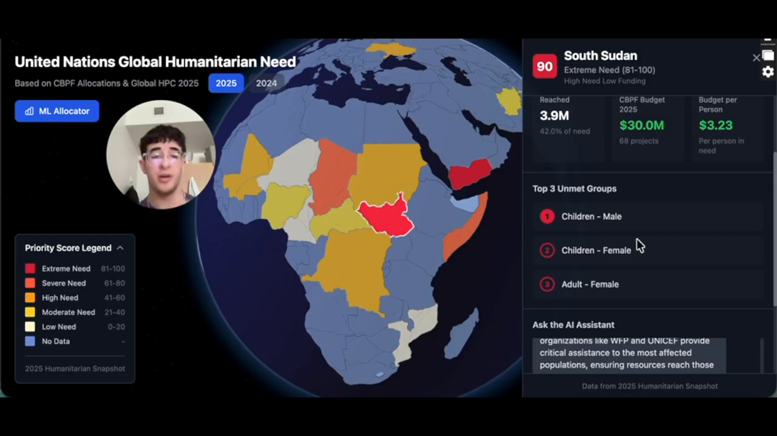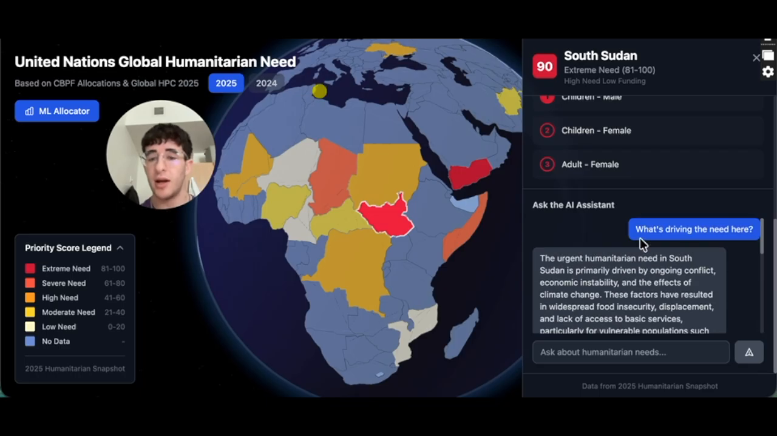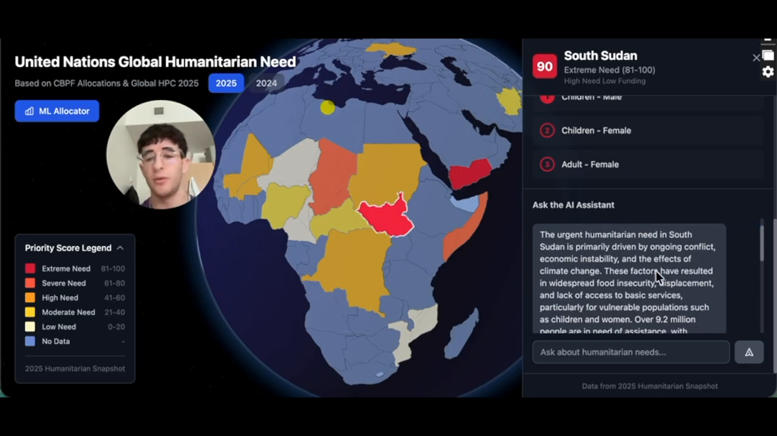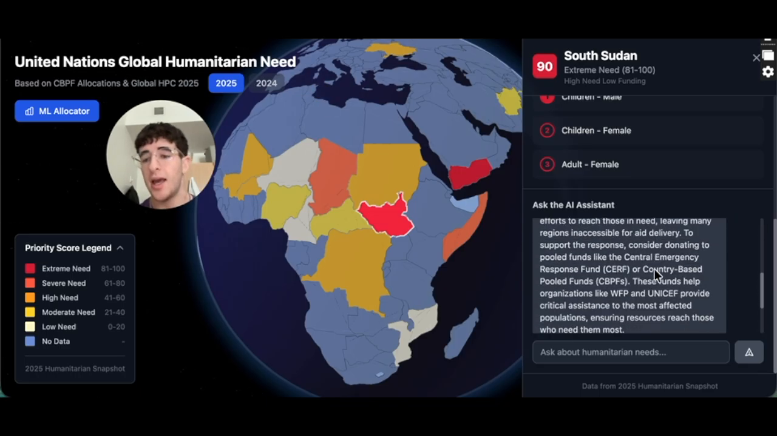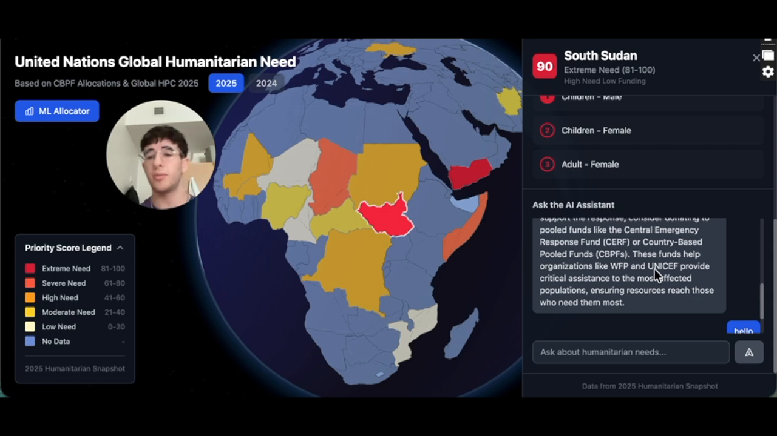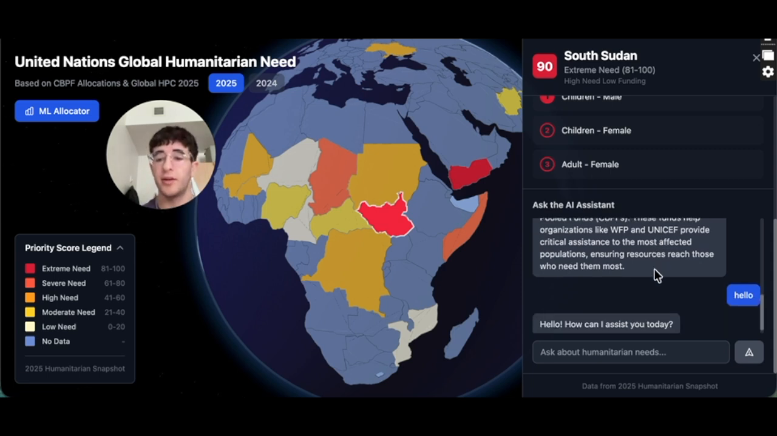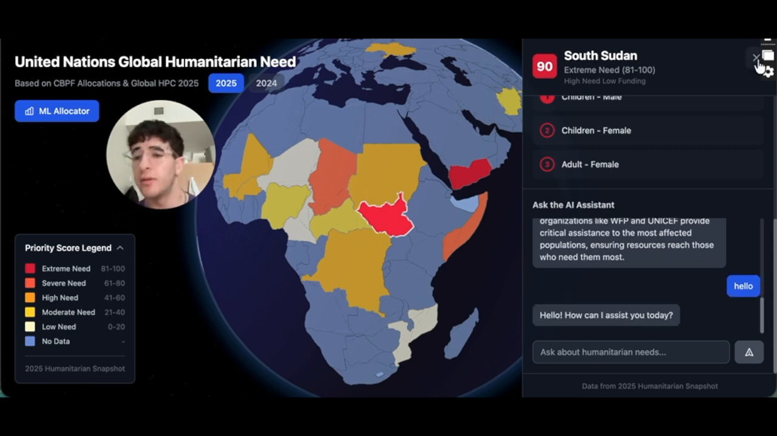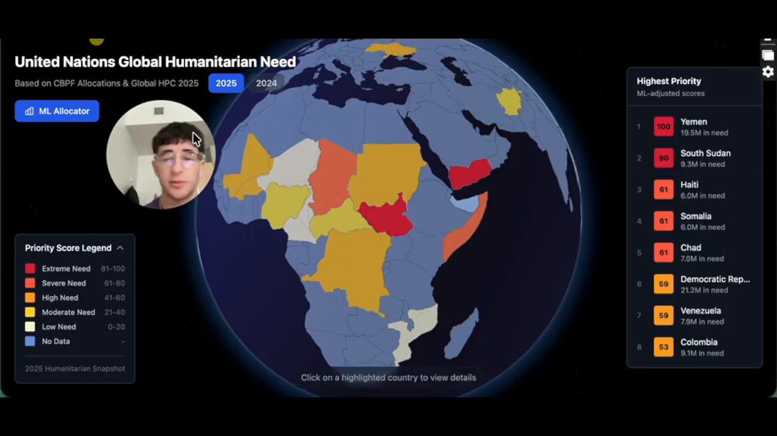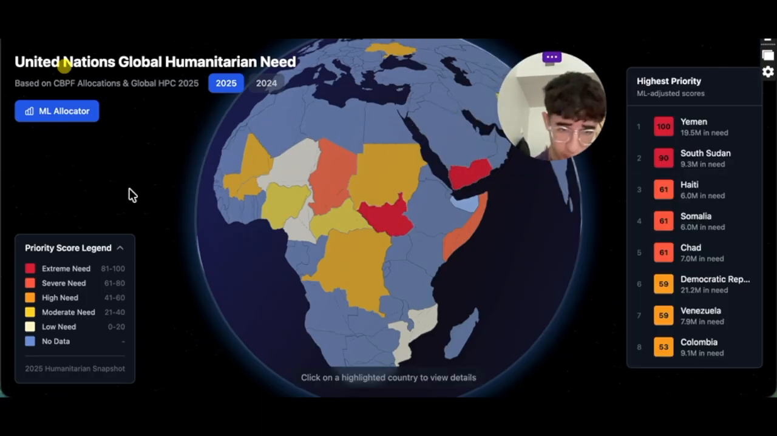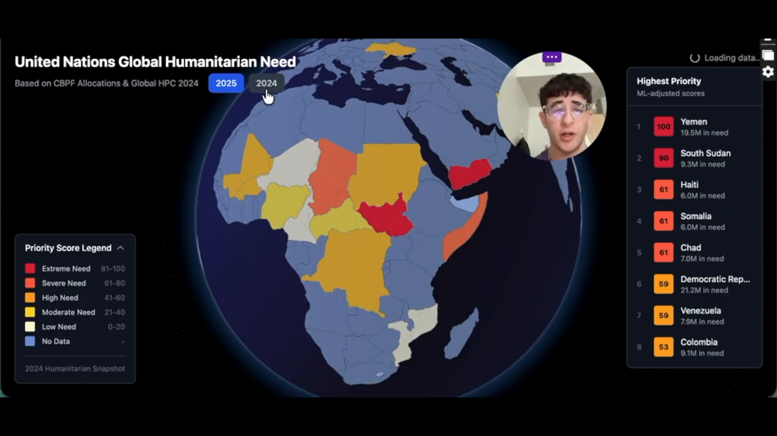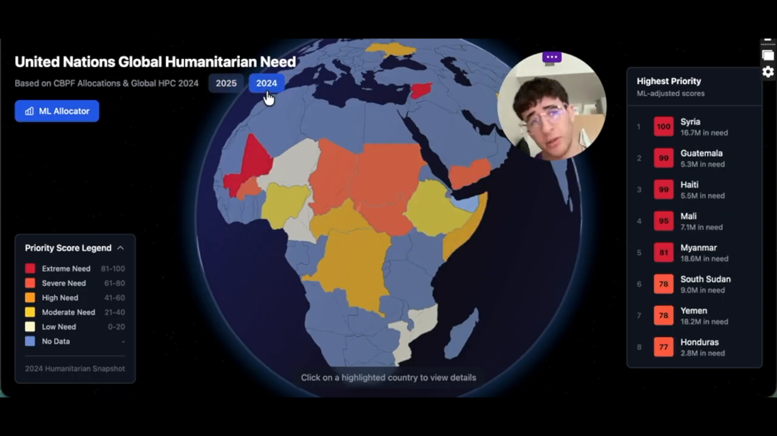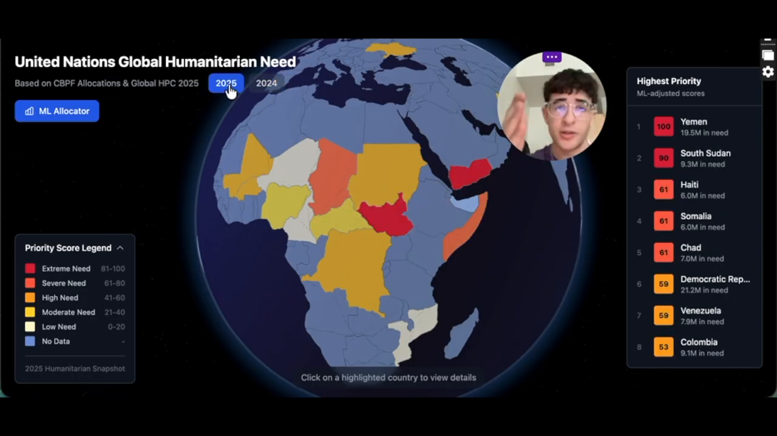Now we have the top 3 unmet groups, which comes from the Global HPC 2025, and we also have a great AI assistant that will give you a lot of information, and it operates based off of the UN protocols, based on the prompt engineering that we've given it. And if you greet it, it will greet you nicely like any UN person would. We have the top 8 highest priority countries on the right side. We also have 2024 and 2025. You can time travel with us.